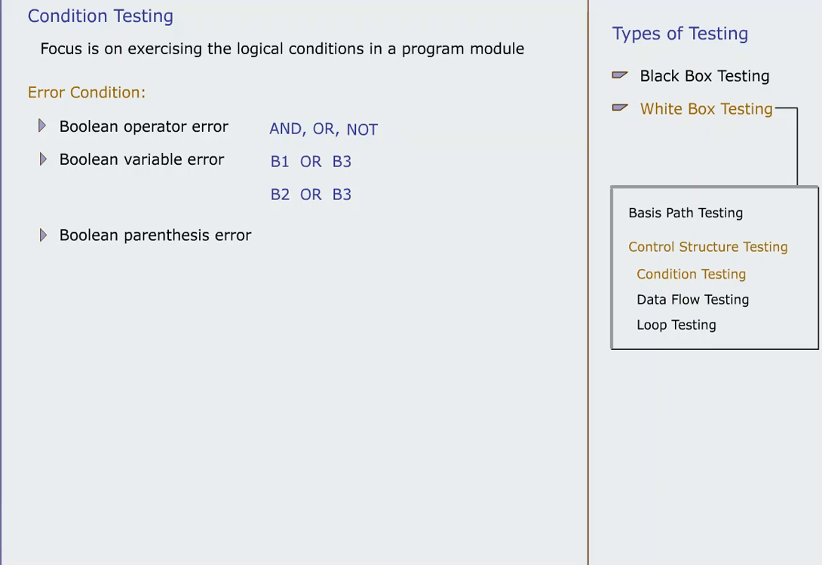Boolean parentheses error. For example, we want to write the expression shown on the screen where first OR operator is checked and then AND operator is checked. The situation would be different if we write the expression like this. The expression would be as appearing on screen, but if we write it as shown, it would be incorrect.